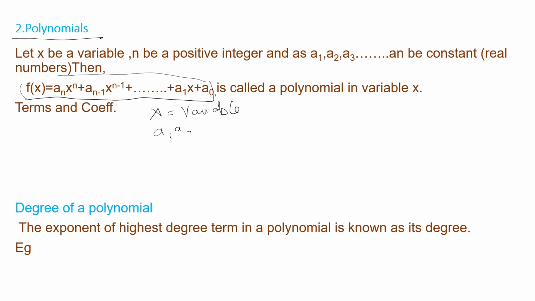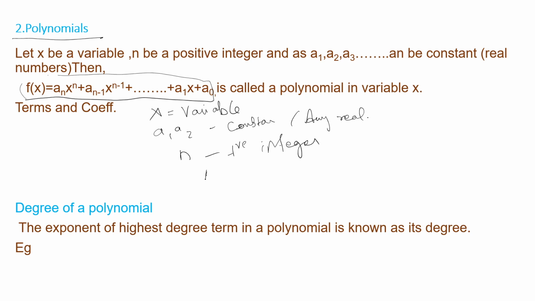So what is a1, a2, etc.? They are constants or real numbers, any real number. Constant means any real number it can be. So then what is n? n is any positive integer. So if I give an example, you can understand.